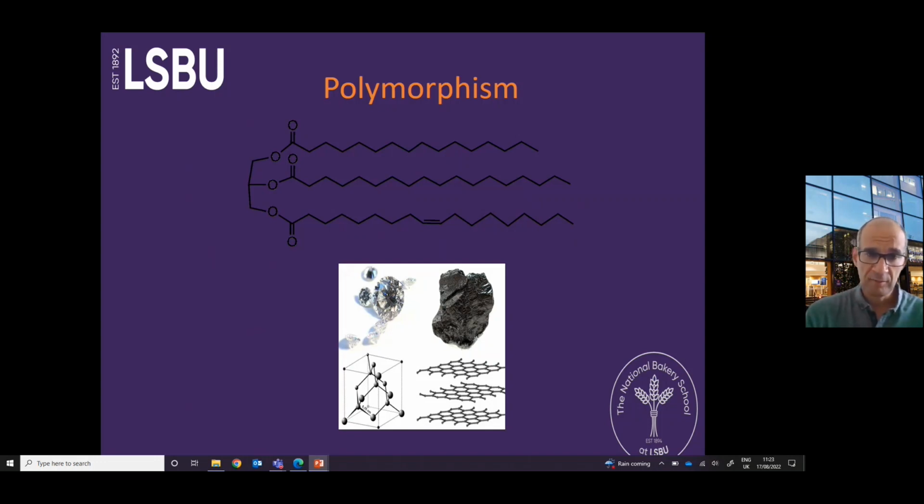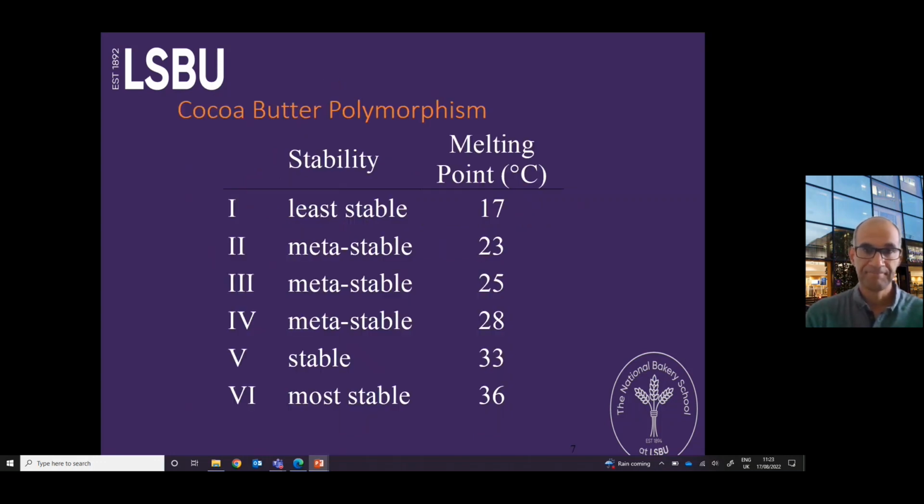A good analogy is with carbon. Here we have diamond and graphite. Although they are made of the same atom, the way they come together gives a very strong structure for diamond and a weaker structure for graphite. Here it's similar. It's the arrangement of the molecules that ultimately gives the property.